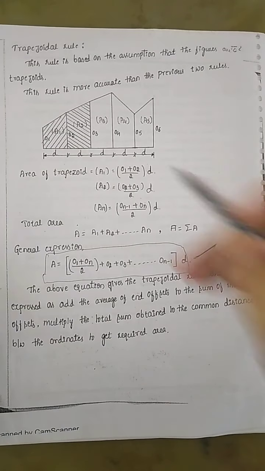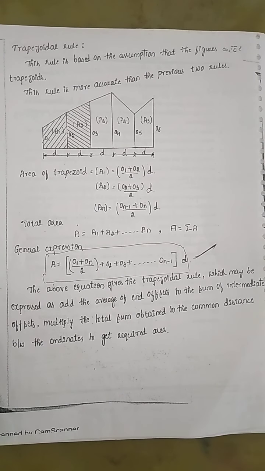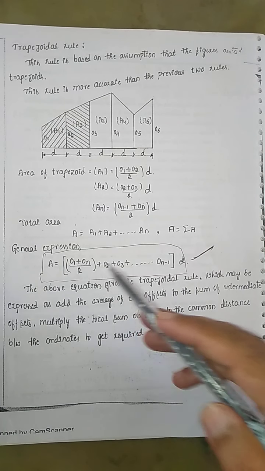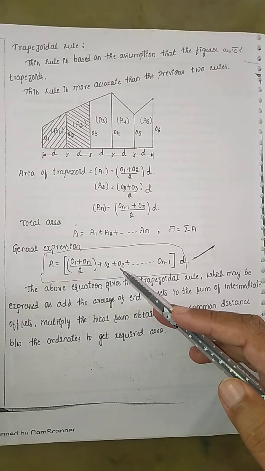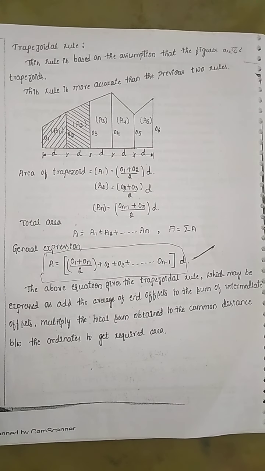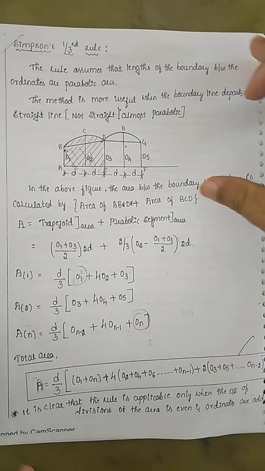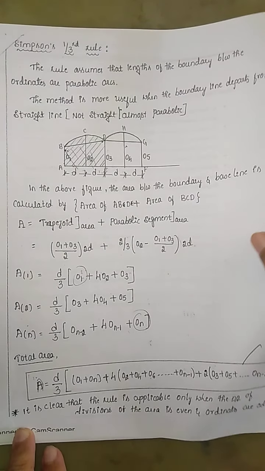Then we have seen the trapezoidal formula. In the trapezoidal formula, we utilize the formula A is equal to (O1 plus On) divided by 2 plus O2 plus O3 till On minus 1, into D. Then for Simpson's rule, we will be using the formula A is equal to D divided by 3 into [O1 plus On plus 4 into (O2 plus O4 plus O6 till On minus 1) plus 2 into (O3 plus O5 till On minus 2)]. This is the formula we will be using for Simpson's rule.